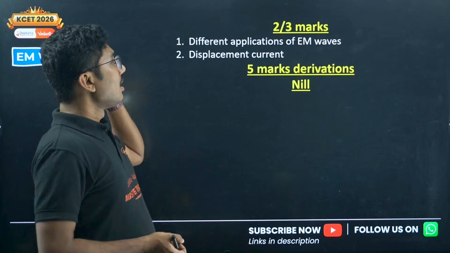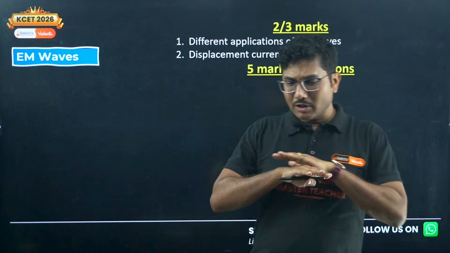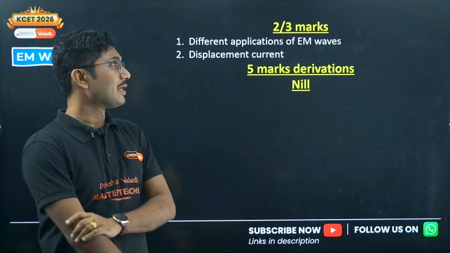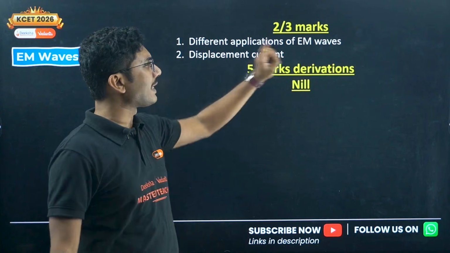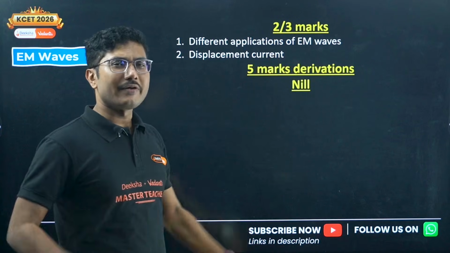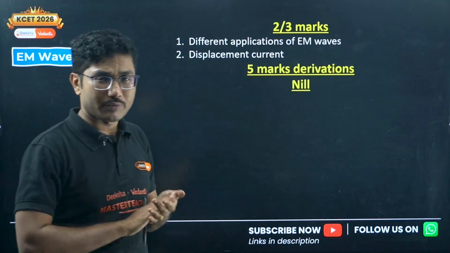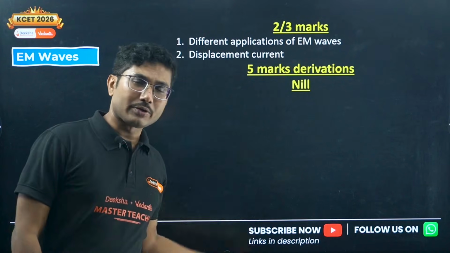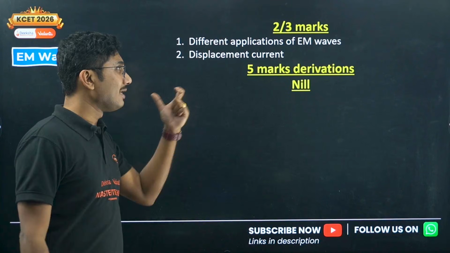Next, electromagnetic waves. Electromagnetic waves is the smallest chapter of your entire PU2, so again no surprise over here. Here we will again get a small number of questions. Different applications of EM waves. This is actually a large part. Different applications of EM waves means application of UV waves, X-rays, gamma rays, infrared rays, microwaves, radio waves. So you have to study all the applications for this chapter.